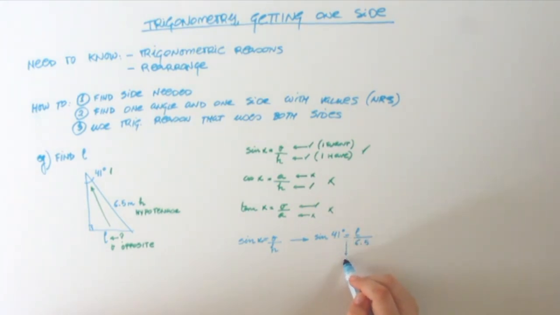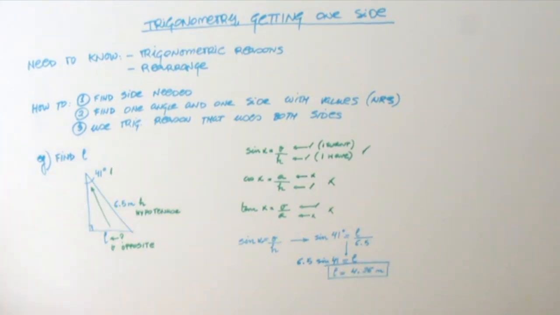From there, I can rearrange. That 6.5 will pass multiplying. 6.5 times the sine of 41 degrees would be L. And then I can do the calculations, and that gives me that L equals 4.26 meters. That is my final answer, so I square it so it's always easy to find, and I'm done.